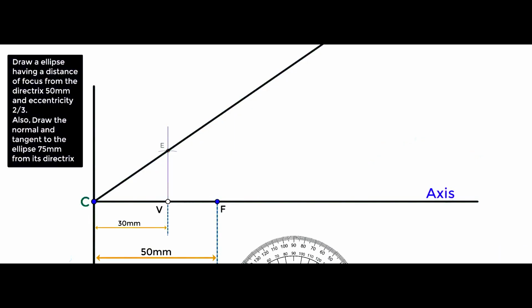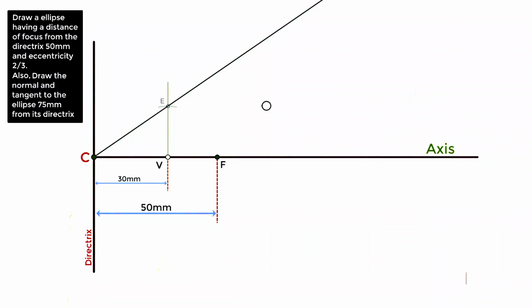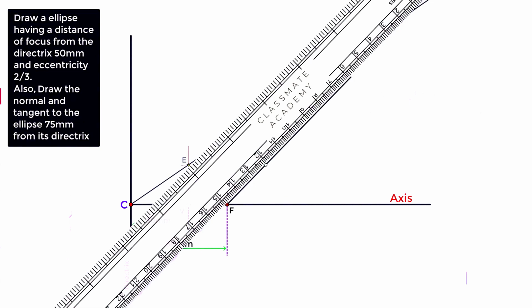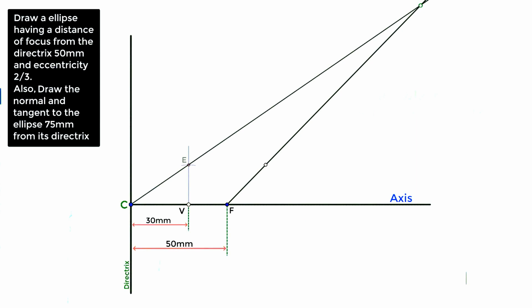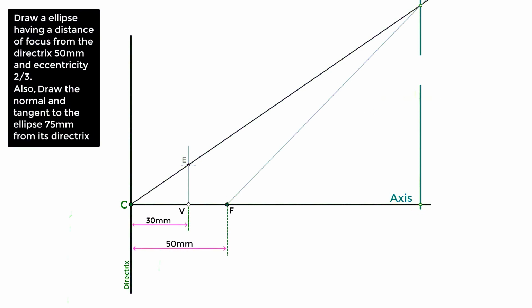After this, we need to take the protector and keep it at this point F. And mark a point at 45 degrees. By taking this point as a reference, draw a line from point F. This intersection point will give us the other point of the ellipse on the major axis. Draw a vertical line from this point. This is the endpoint of the ellipse.